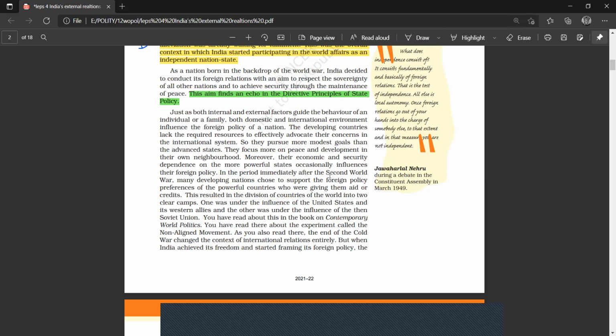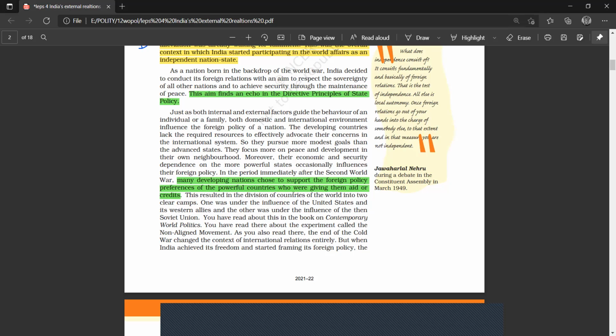In the period immediately after the Second World War, many developing nations chose to support the foreign policy preferences of the powerful countries who were giving them aid or credits. This is very important, as we will finally come to understand what is NAM, that is the non-aligned movement. Here it says that many of the developing countries were depending on powerful nations for their aid and support, so they were supporting them in their foreign policy.